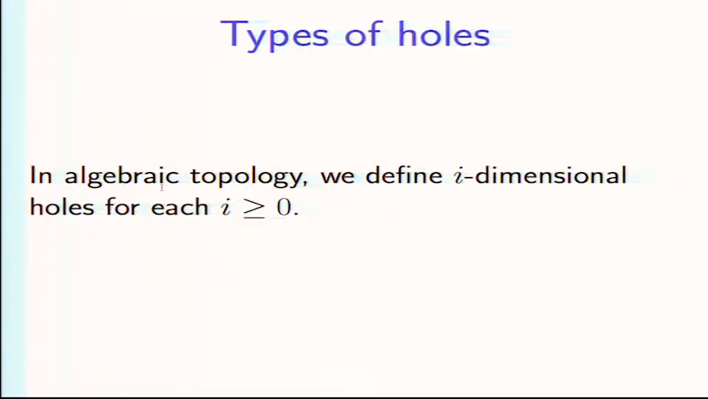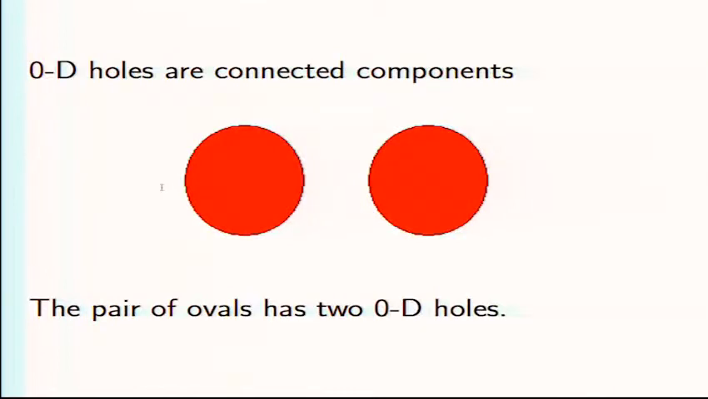But I will say that in algebraic topology, we distinguish between different types of holes, and we define, in fact, i-dimensional holes for each non-negative integer i. Okay? How does this work? Well, some of you might find this a little bit funny, but the convention is that zero-dimensional holes are connected components of geometric objects. Okay, so for example, this pair of ovals that I drew here has two zero-dimensional holes because it has two distinct objects.